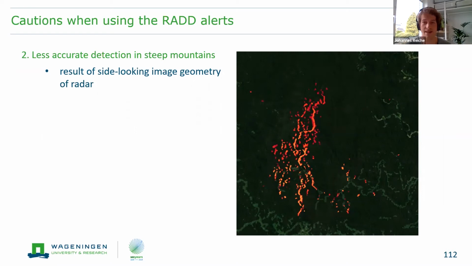Since radar is side-looking, we also have more effects in topographic areas, and that can in some areas lead to less accurate detection in steep mountains. What we can see here, for example, is logging roads. You have an indication of the logging roads, but they are not fully connected. Nevertheless, you still see that there's a lot of activity going on. So again, if this is an area where something should not happen, then you know that you should go there and check. Even though the full logging road is not detected, we still indicate that changes happen.